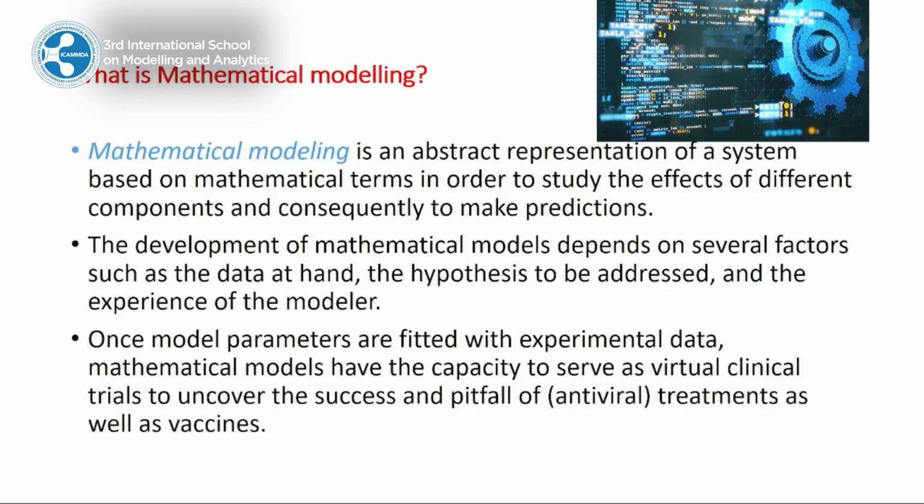Now, let's move on. Mathematical modeling is an abstract representation of a system based on mathematical terms in order to study the effects of different components and consequently to make predictions. After representing it in mathematical terms, the plan is to study the effects of one factor or component, how they influence each other in the model, and then make predictions. The development of mathematical models depends on several factors, such as the data at hand and the hypothesis to be addressed. You have a question. Modeling is good when you approach it from the point of view of questions.